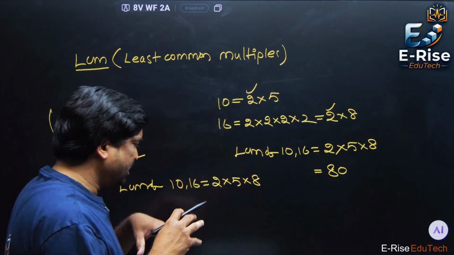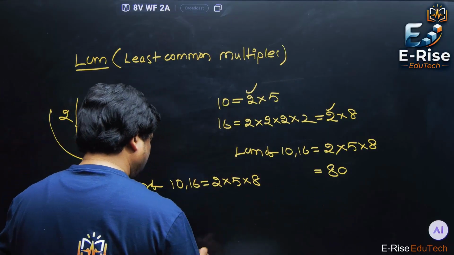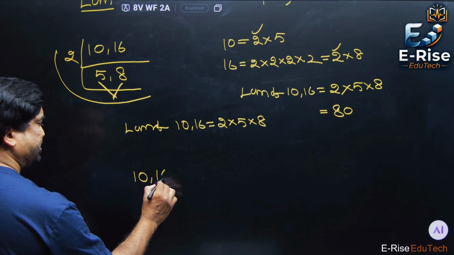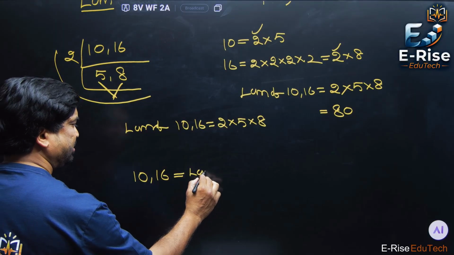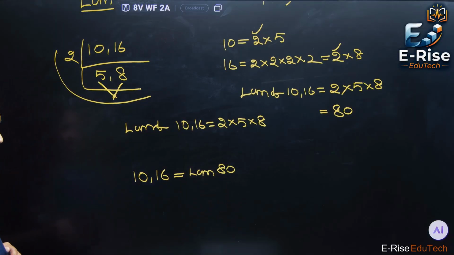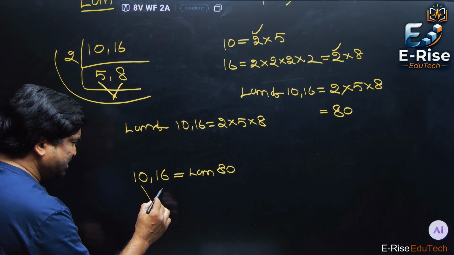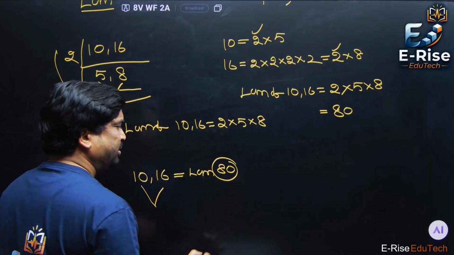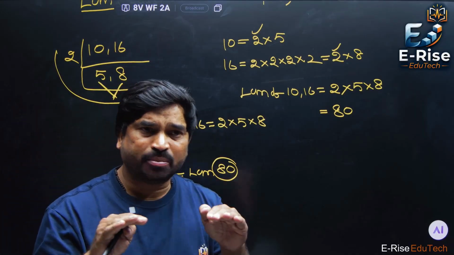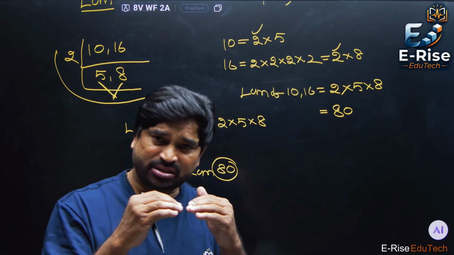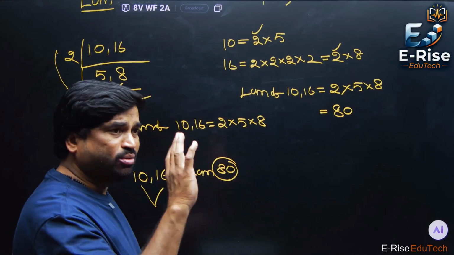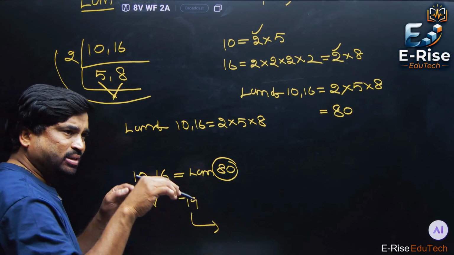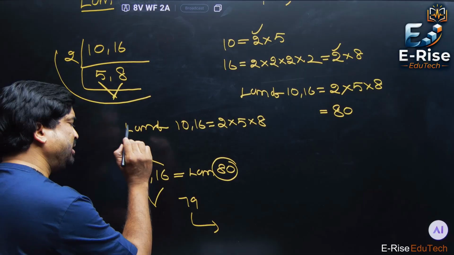Actually, is the least common multiple exactly applicable or not? We'll check it once. For 10 comma 16, I said the LCM is 80. In between 10 and 16, the least common multiple is 80. Least means a value below it is not applicable for 10 and 16. That's the meaning of least common multiple: there is no value under 80. Suppose 78 or any such value, it is not applicable for 10 and 16.